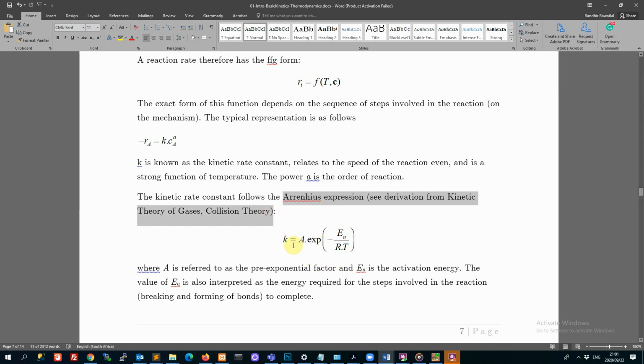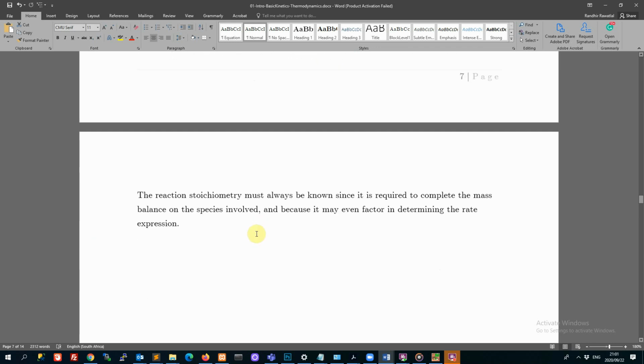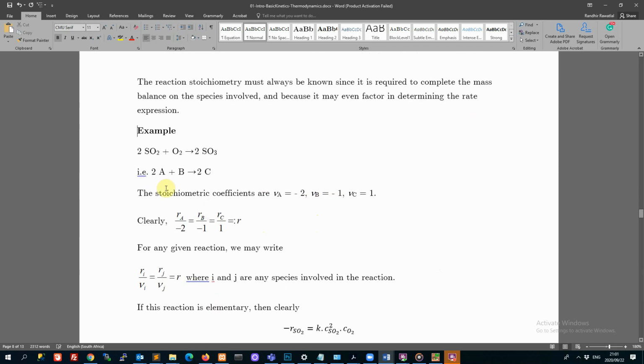In the Arrhenius expression, you have the so-called pre-exponential factor, and there's your exponential factor, and you've got your activation energy up here. So that's how you determine k, and again, you can refer to the kinetic theory of gases to see how to work with that. Yeah, so that's the typical form for your reaction rate. Reaction stoichiometry must always be known. Okay, here's a simple example.